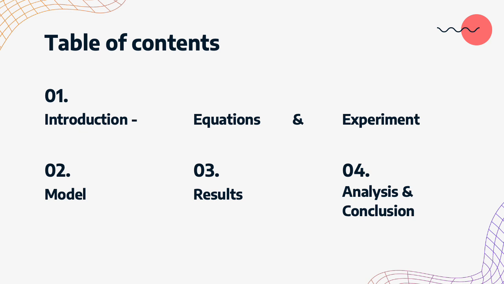So, a little bit about our table of contents, what we're going to be talking about today. First is the introduction, which includes an introduction to the experiment, the equations we used, and just kind of overall what it's about. Second, we'll have our model. Third, we'll have our results. And fourth, we'll have our analysis and conclusion.